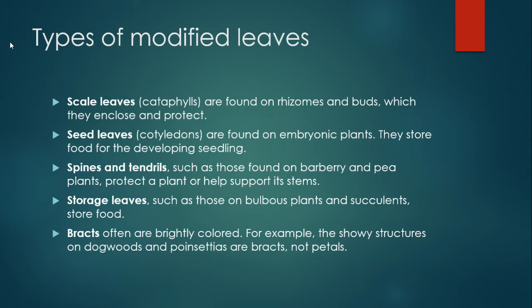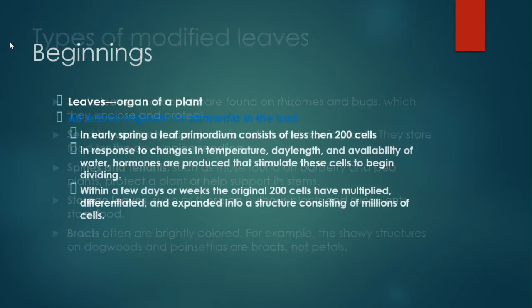Spines and tendrils, such as those found on barberry and pea plants, protect the plant or they help to support the stem. Storage leaves, such as those on bulbous plants and succulents, that's just for food storage. And bracts are often brightly colored. For example, the showy structures on dogwoods and poinsettias are bracts, not petals.